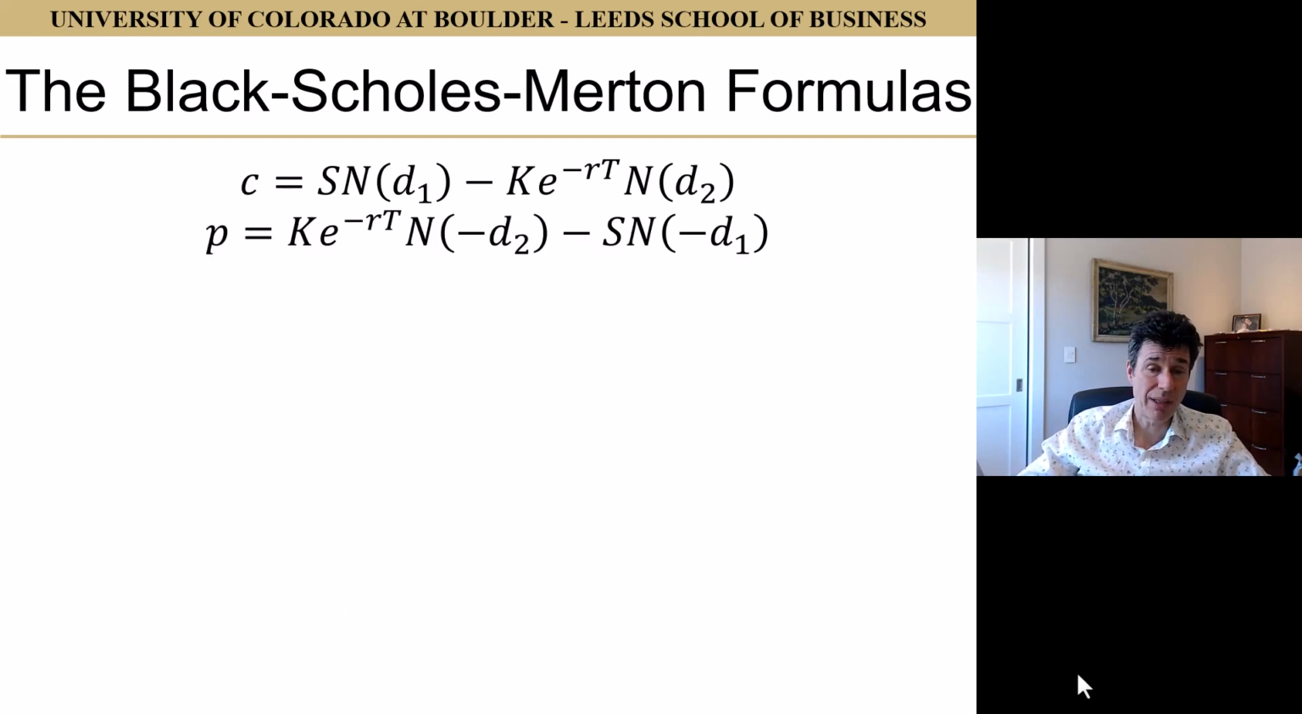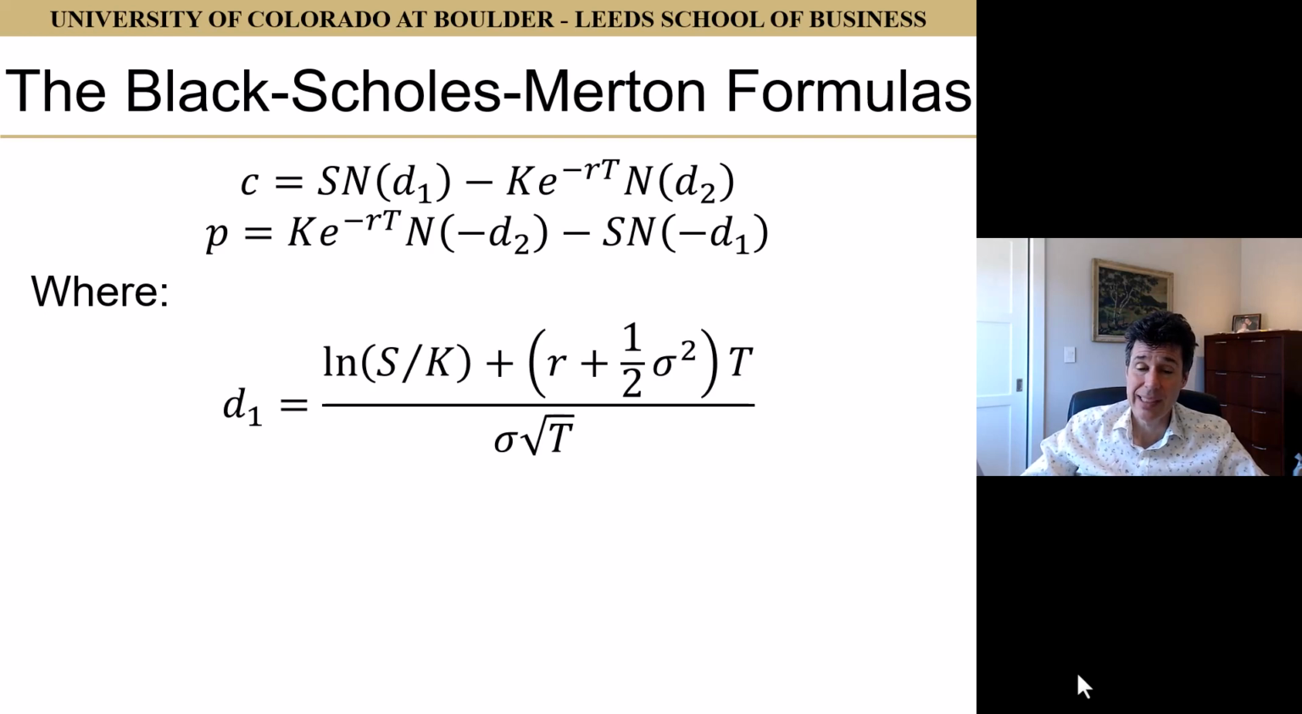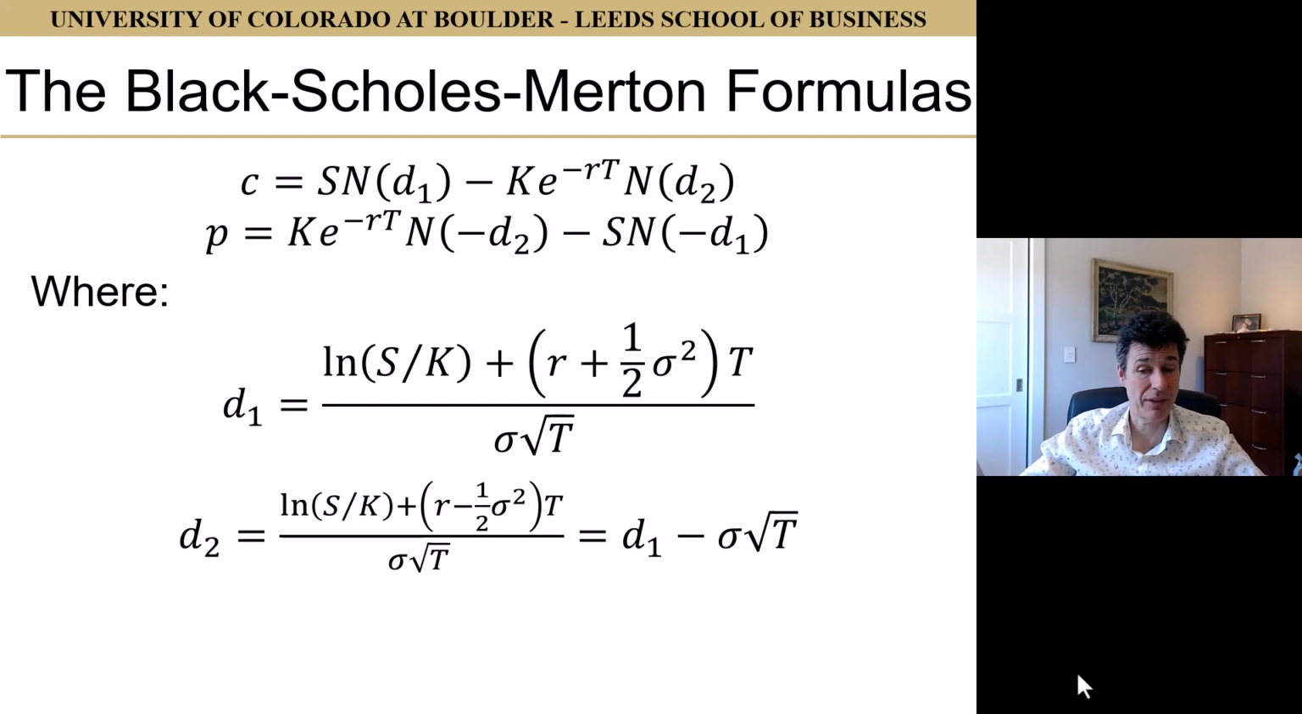So the European call price is the stock price, S, times N of d1, where N is the cumulative normal function, minus K e to the minus RT, so that's the strike discounted to today, times N of d2. Put is K e to the minus RT, N of negative d2, minus S, N of negative d1, where d1 is the natural log of S over K plus (r plus 1/2 sigma squared) T, divided by sigma square root of T. And d2 is d1 minus sigma root T. Okay, these are messy formulas.